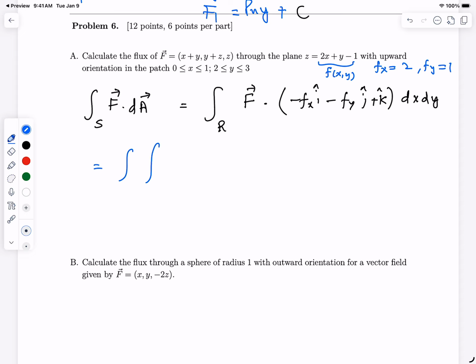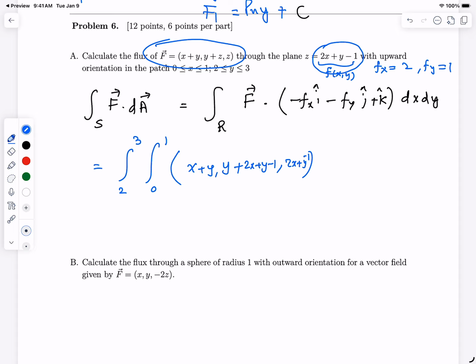So the region is, x is between 0 and 1, y is between 2 and 3. This is the region. The vector field is this one. So I am going to write the vector field in the same notation, which is x plus y, y plus z, but I am going to replace z by 2x plus y minus 1, and then I have third component z, which is 2x plus y minus 1, dotted with negative fx, which is negative 2, negative fy, which is negative 1, and then the k component is simply 1, dx dy.